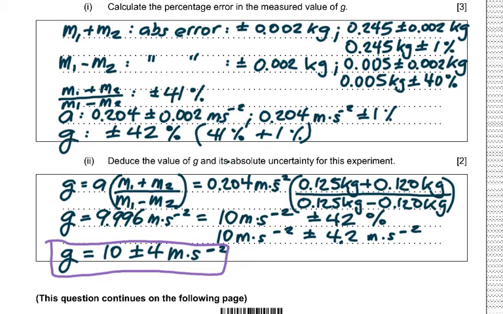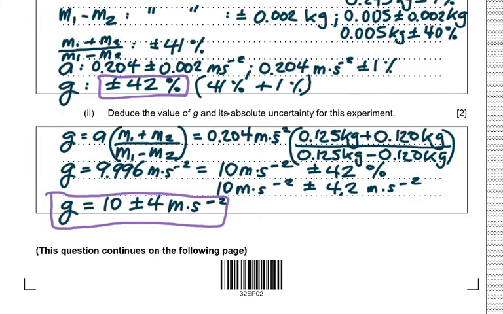The first point is for getting the correct value. The second point is for appropriately controlling for significant figures. And I purple boxed double I, did not purple box single I, so there you go. The question continues on the following page.